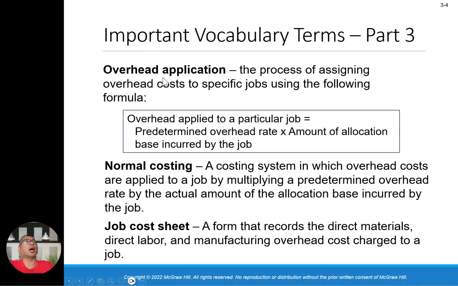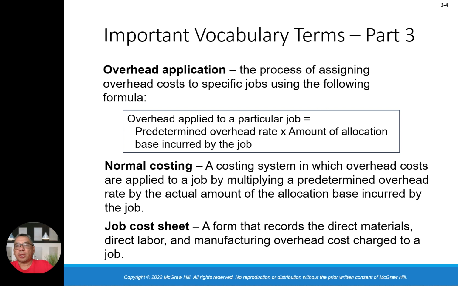Okay, what is overhead application? It is the process of assigning overhead cost to a job using the following formula: overhead applied to a particular job equals the predetermined overhead rate multiplied by the amount of allocation base incurred by the job. Okay, normal costing is a cost system in which overhead costs are applied to a job by multiplying the predetermined overhead rate by the actual amount of the allocation base incurred by the job.